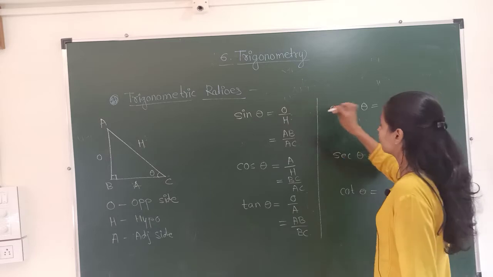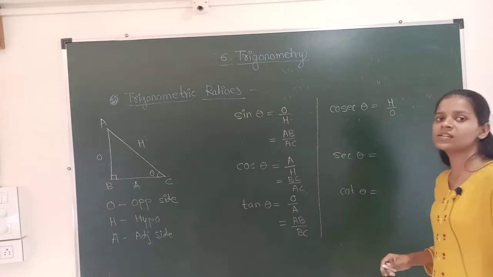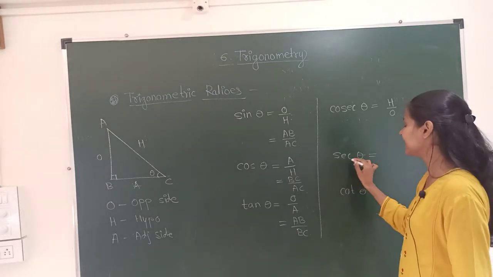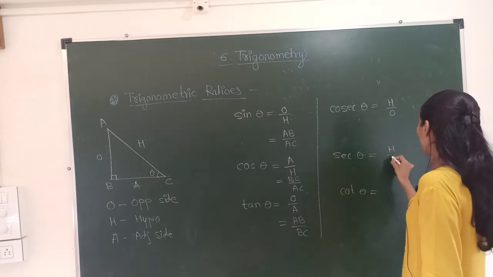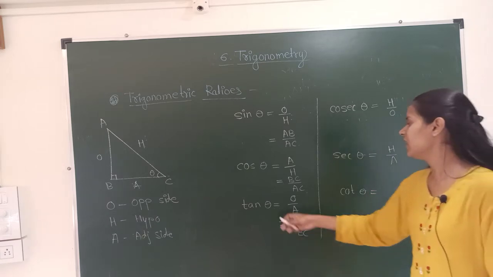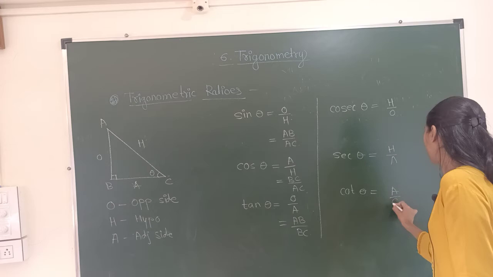Sine theta is O upon H, so we will write H upon O, that is hypotenuse upon opposite side. Cos theta is equal to A upon H, sec theta is the multiplicative inverse of cos theta, so we will write H upon A. We just have to write the opposite, the inverse. Tan theta is equal to O upon A, so we will write A upon O.